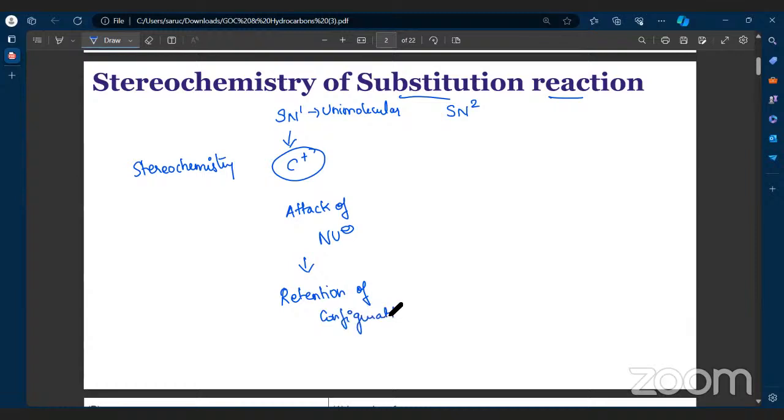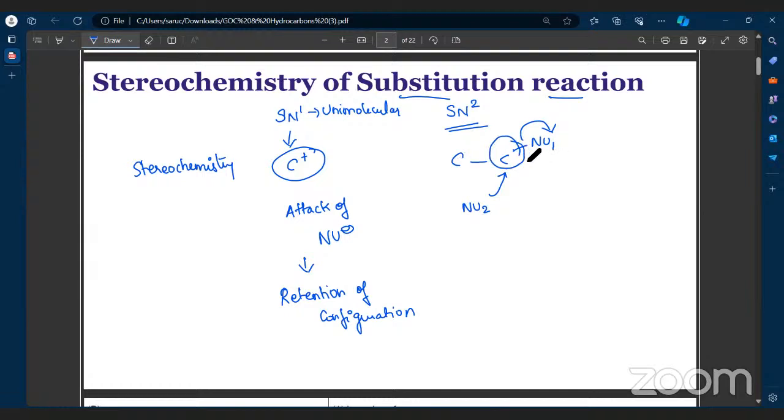But what happens in SN2? Both the leaving group as well as the attacking nucleophile act simultaneously in the same step. If there is one nucleophile attached over here, the second nucleophile will come and attack, so the first nucleophile will move out. Here you can see that this area is blocked in the front, so the nucleophile is coming and attacking at the back side. So what happens to the configuration? Inversion of configuration takes place.